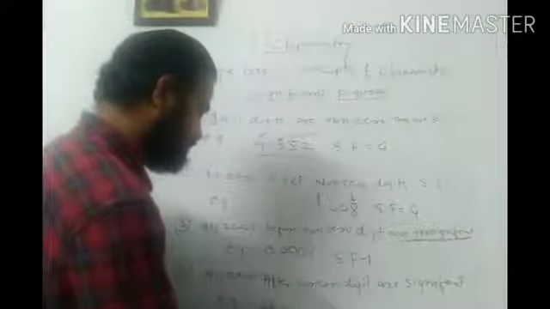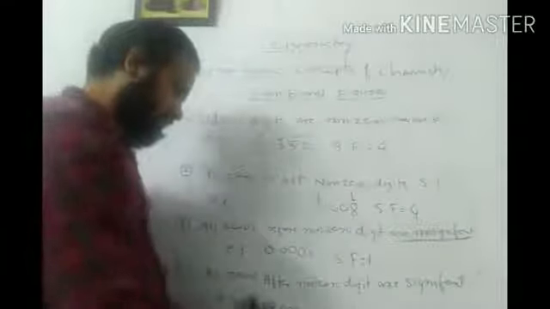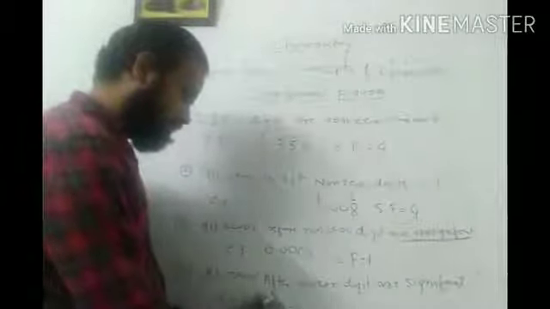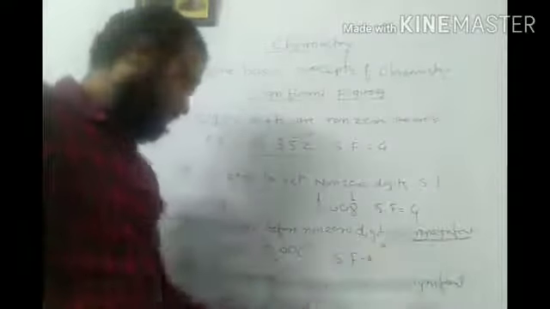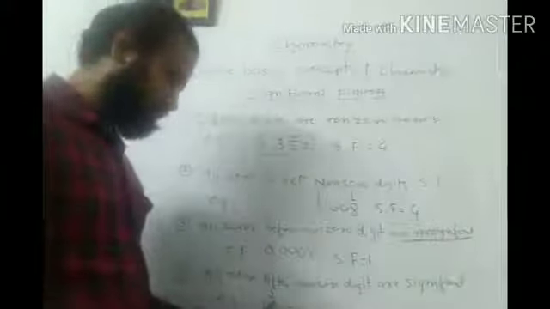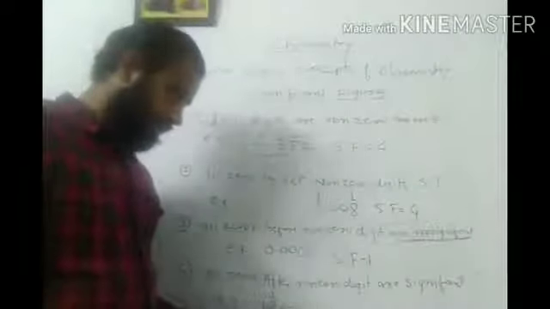Okay, all zeros after non-zero digits are significant. For example, let us say 1.8000 is there. This digit is a non-zero digit, and according to the rule, all zeros after non-zero digits are significant. After this non-zero digit, there are 3 zeros, but they are significant.